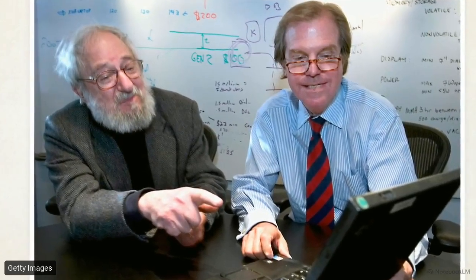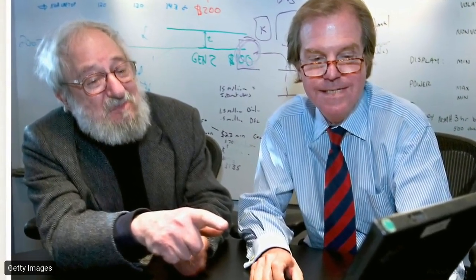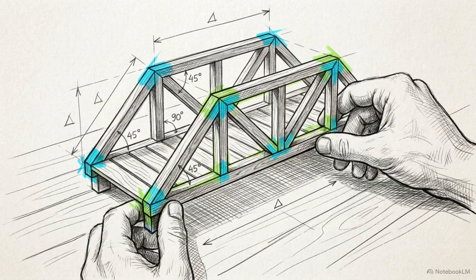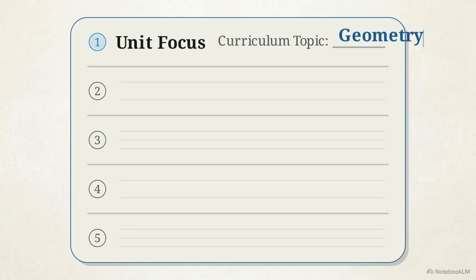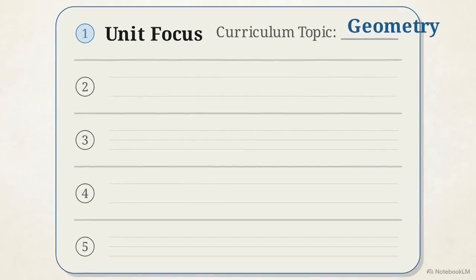The mathematician Seymour Papert argued that traditional education gets the sequence backward. He believed students should start with practical engineering and abstract out the physics and math from that physical experience. Grab a piece of paper and divide it into 5 sections. Write down one mandatory curriculum topic you need to teach next week. We are going to map it out together, step by step.